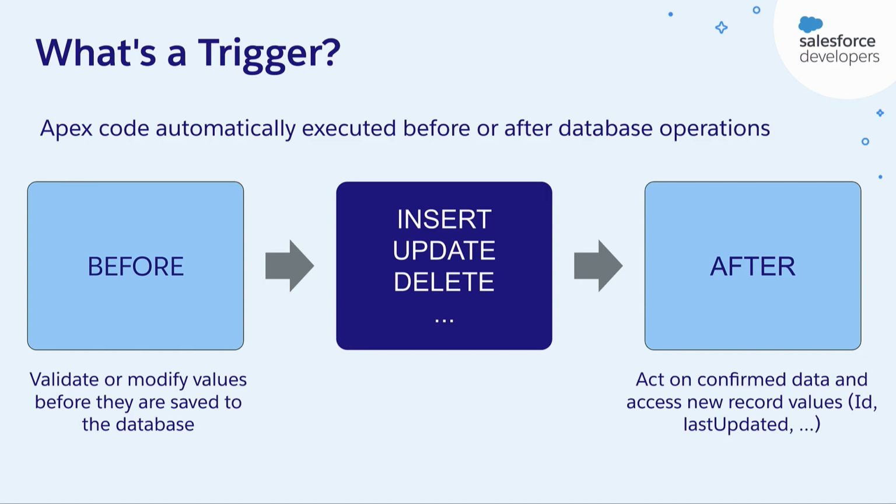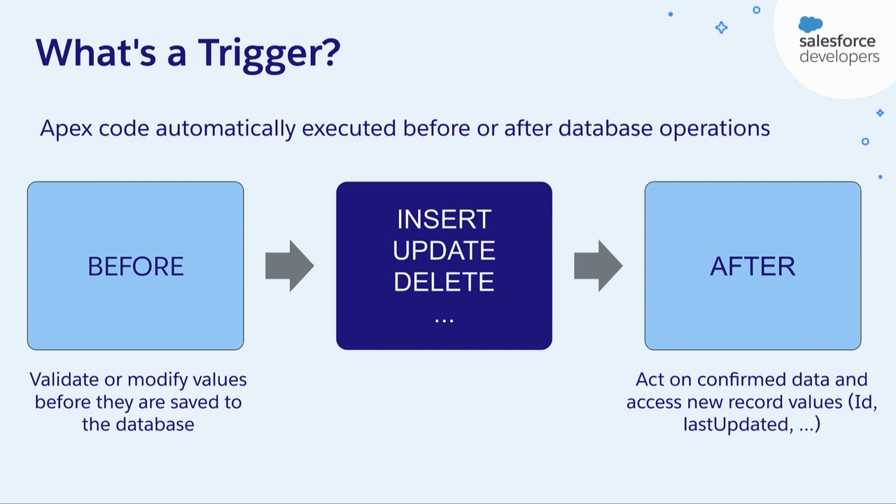A trigger is a piece of Apex code that's automatically executed before or after database operations. Apex provides transactional control over the business logic execution, unlike flows where the order of execution cannot be fully controlled. Apex triggers can be fired before a record gets inserted or updated, and even further, they can be called when a record is deleted or undeleted.